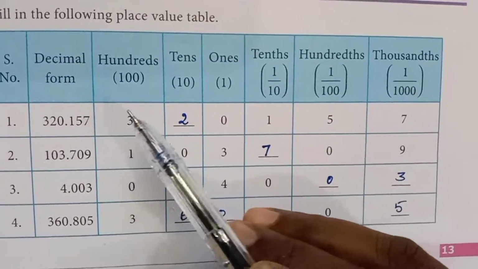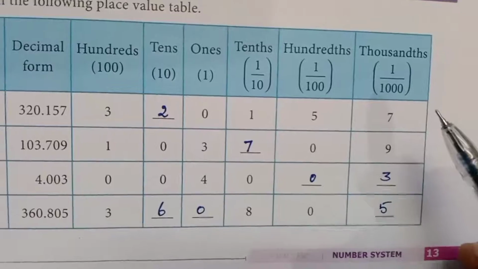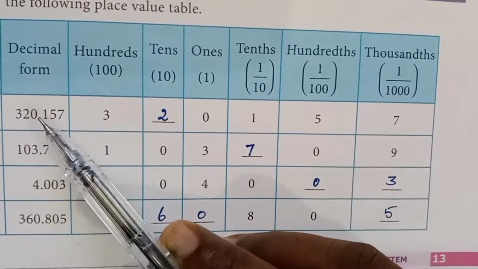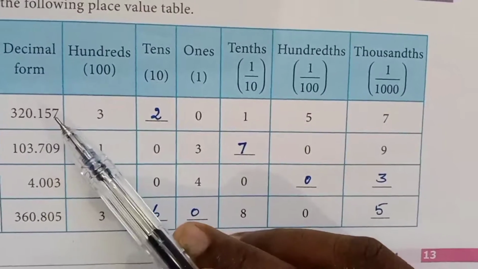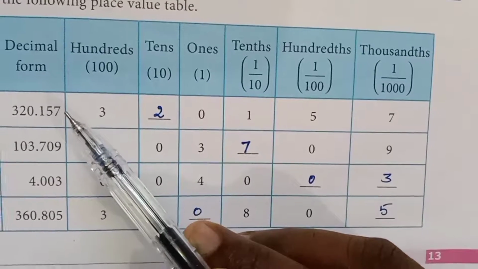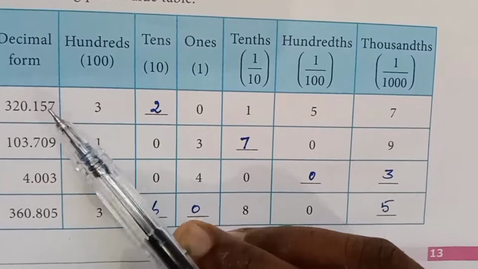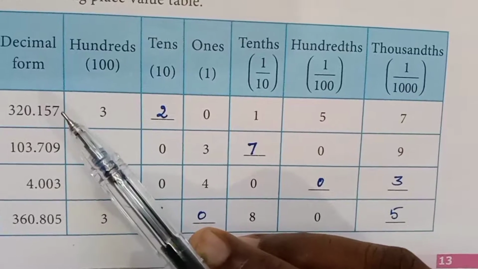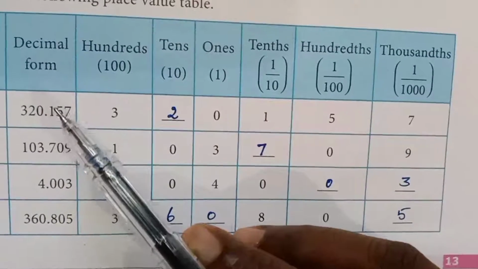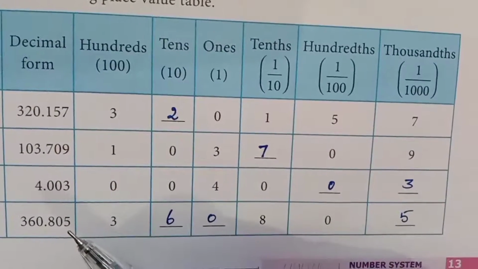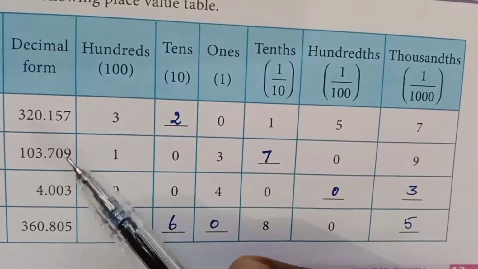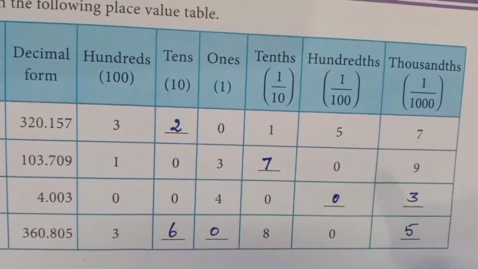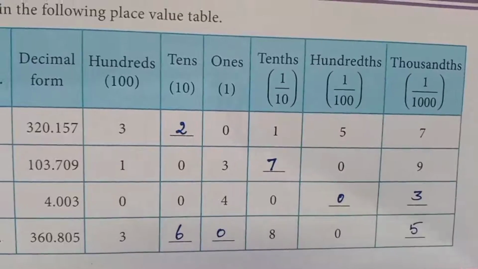Okay, for it we have 320.157. Related to the columns, we have to fill the digits. So how many hundreds? 3. How many tens? 2. How many ones? 0. How many tenths? 1. How many hundredths? 5. How many thousandths? 7. So like this you have to find for the remaining decimal numbers. So what digits are missing? Just write them in the particular column.